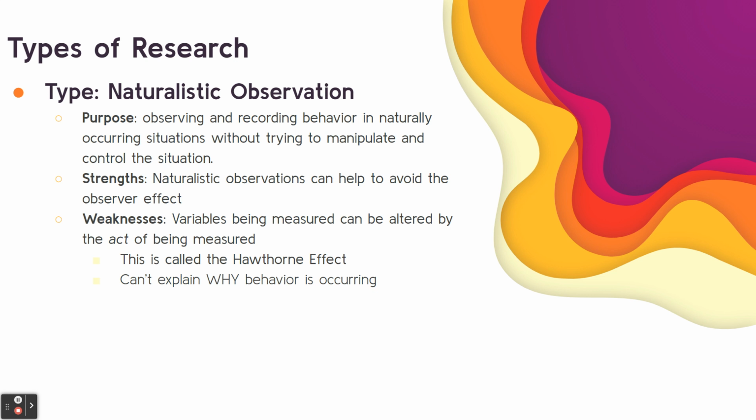Weaknesses, though, is that the variables being measured can be altered just by the act of being measured. This is called the Hawthorne effect. Can't necessarily explain why the behavior is occurring. So the Hawthorne effect, we will watch a video for this in class, but it's a pretty fascinating experiment about how lighting actually affected workers' productivity.